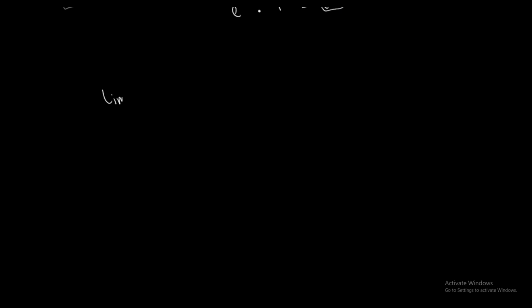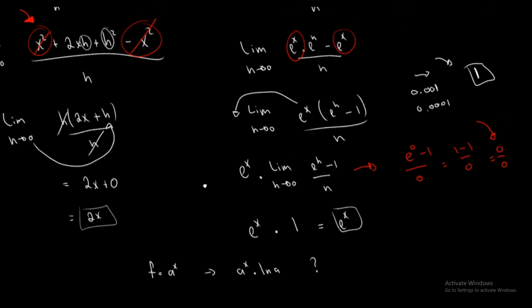What about this one? The limit as h approaches 0 for a to the x. So let's say we're given the function a to the x. Well, the derivative of a to the x is a to the x times ln a. But how do we find that? Well, let's use our difference quotient. Try to solve this one. So we can have a to the x plus h minus a to the x over h.